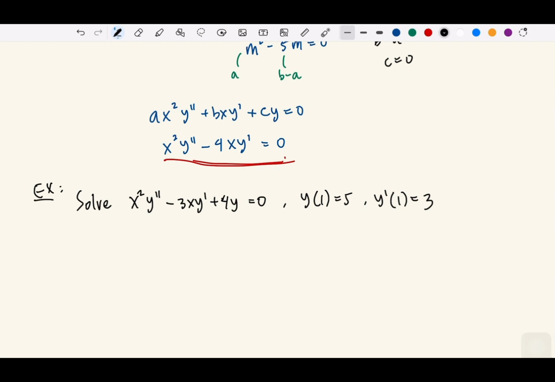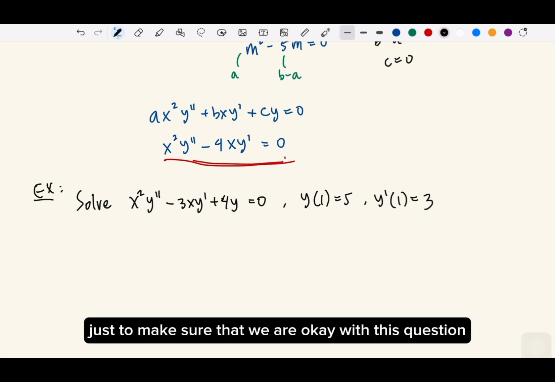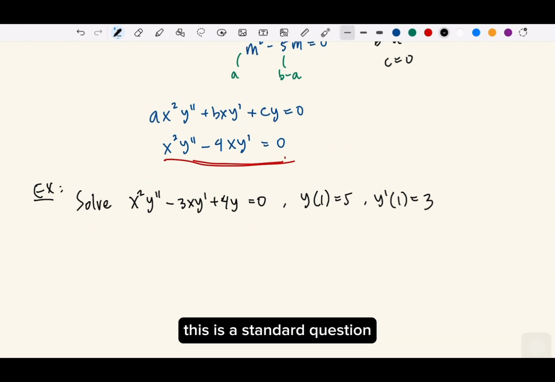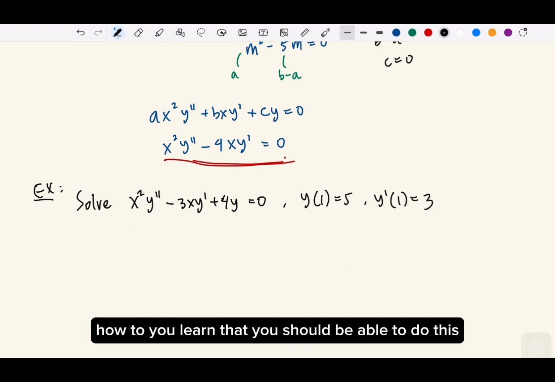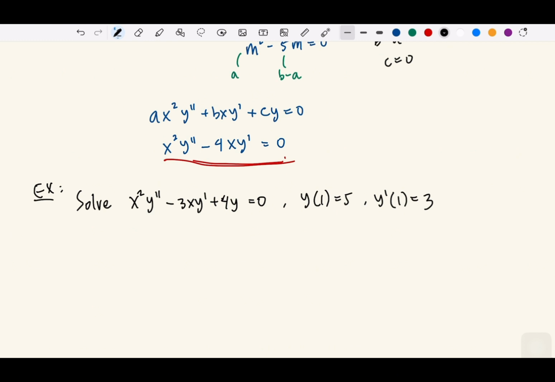Has anyone tried this one? Just to make sure that we are okay with this question. This is a standard Cauchy-Euler question. Okay, you should be able to do this.